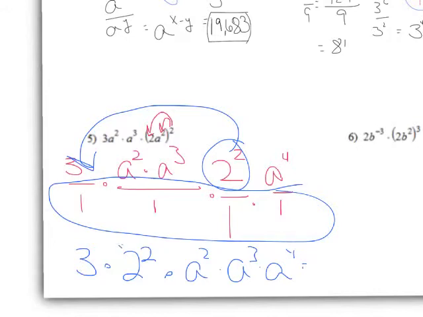So 2 squared is just 4, so 3 times 4 is 12. And then a squared times a cubed times a to the 4th would be a to the 2 plus 3 plus 4, which is a to the 9th.